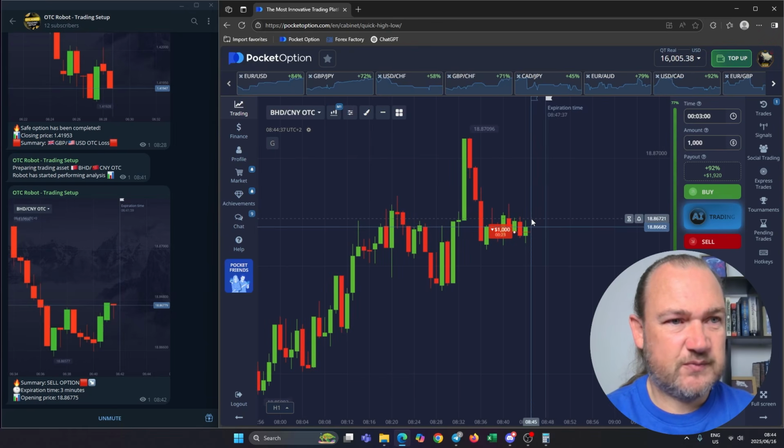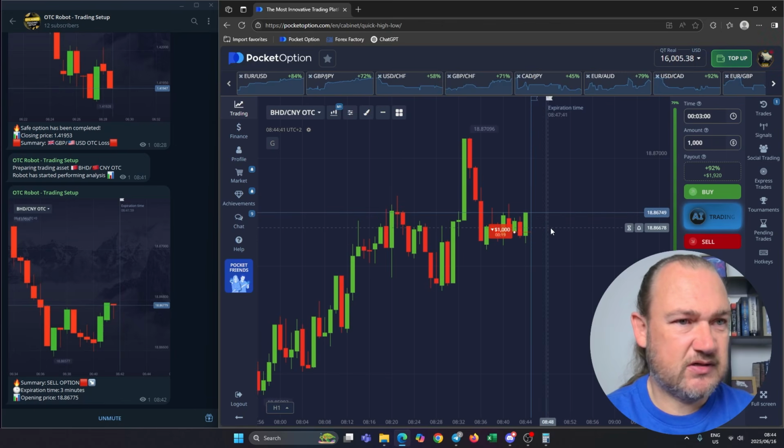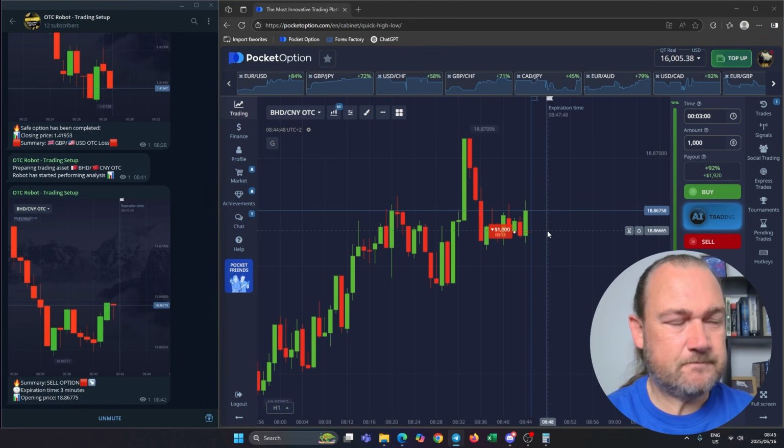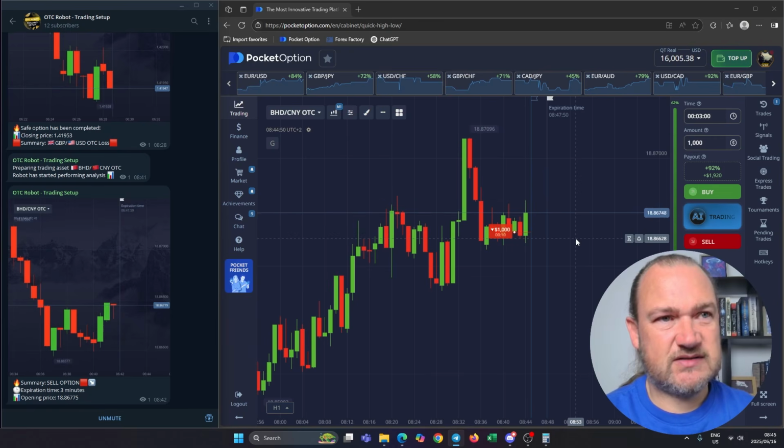We've got wicks on the top of basically all the candles, so we can see that price keeps pushing, being pushed down. Although now it's pushing up quite a bit. Looks like we're going to take our second trade or second entry. Let's see what the bot gives us.